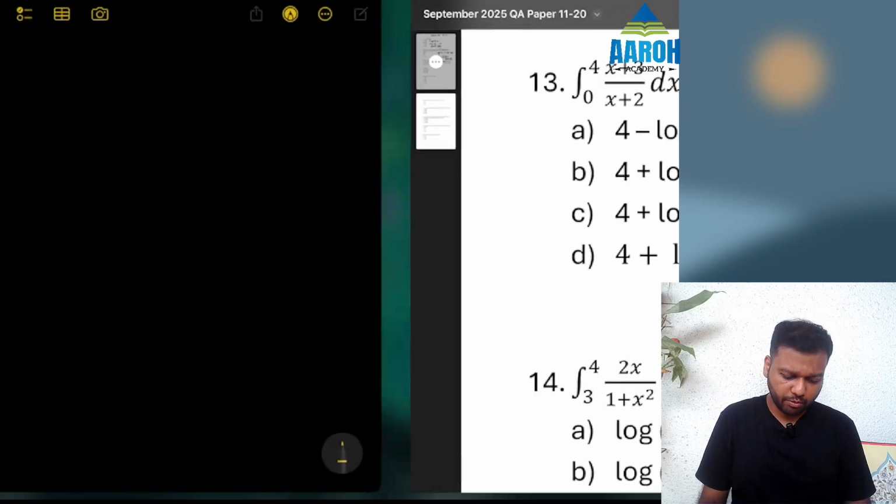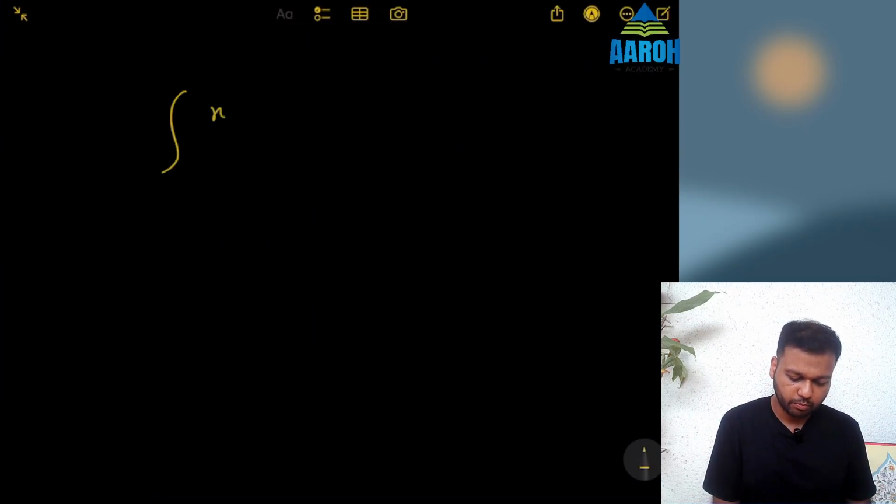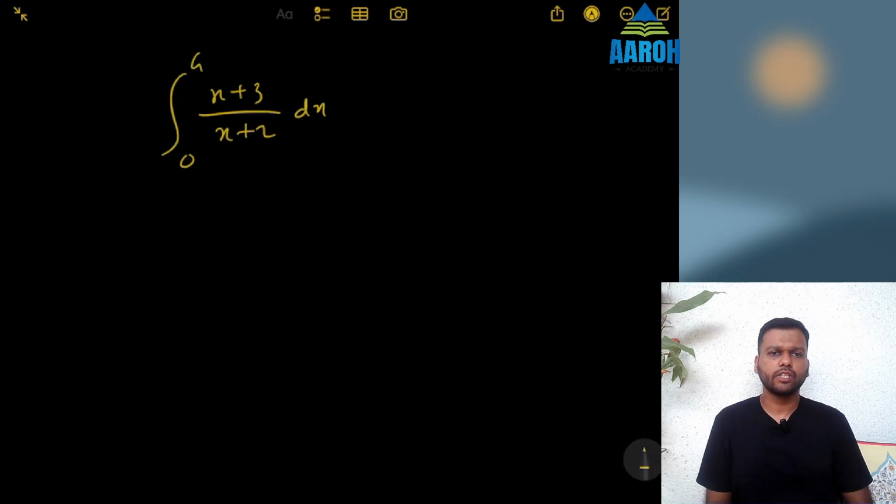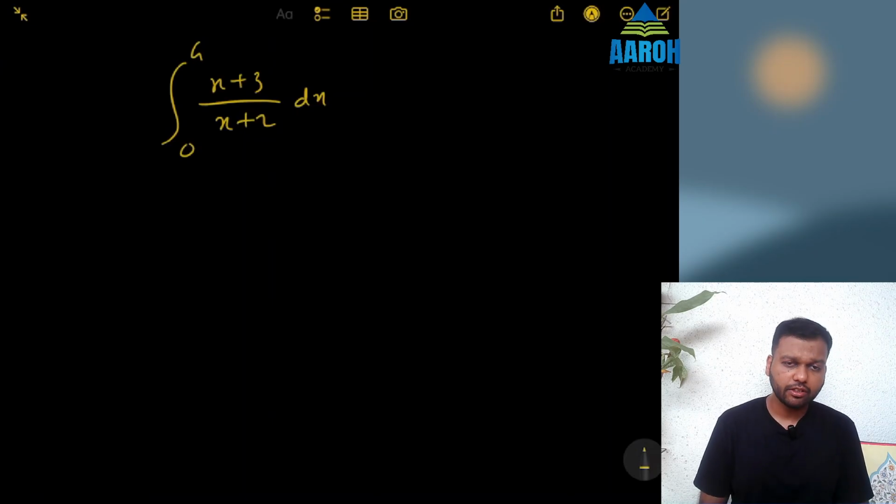Integration of (x plus 3) by (x plus 2), from 0 to 4, right? Best way here is substitution. So how do we substitute? Let's assume that denominator as u. So u is equal to x plus 2.